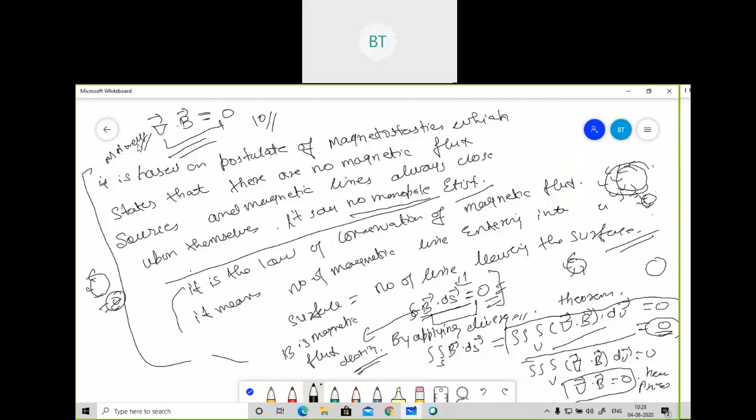ये कैसे आएगा सर इक्वेशन सेकंड में? Equation second, which you are talking about, which equation you are talking about? Jaya Sisodia. Jaya, which doubt you are asking? Acha, I'll tell you.